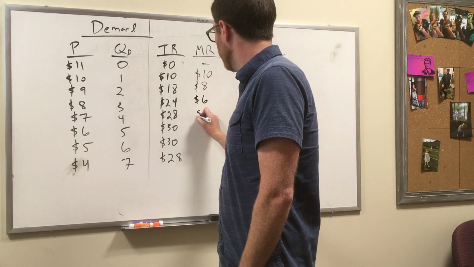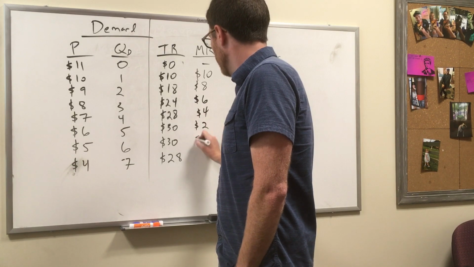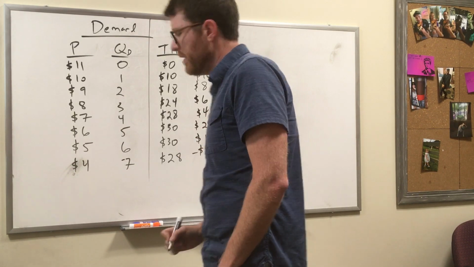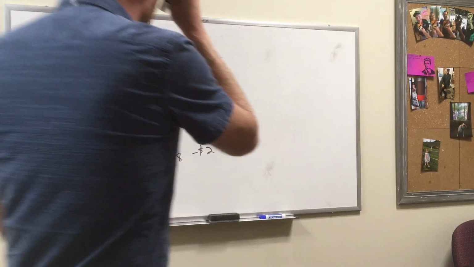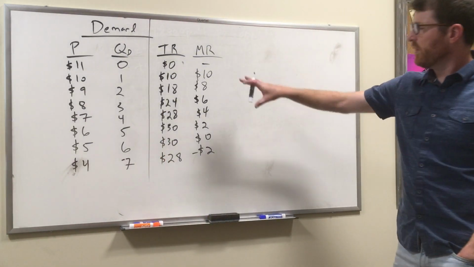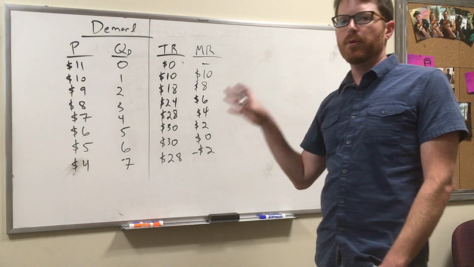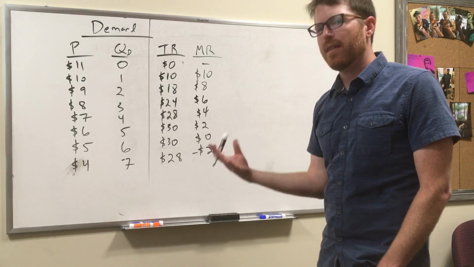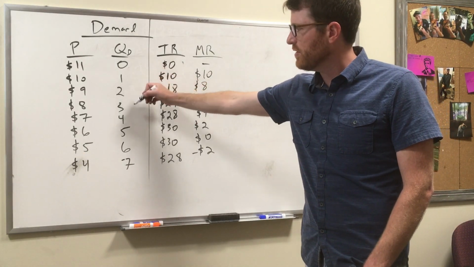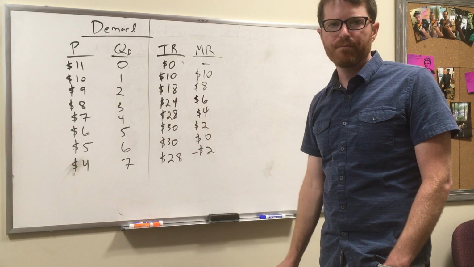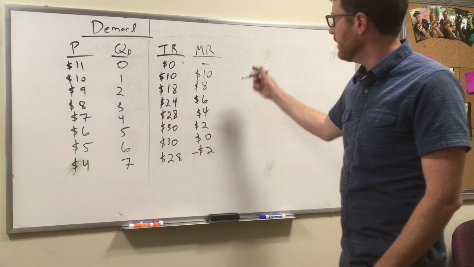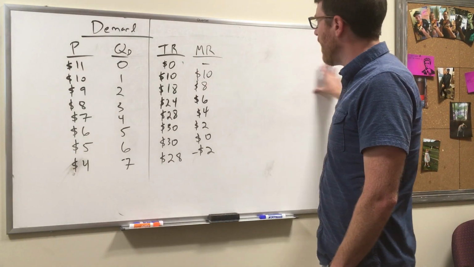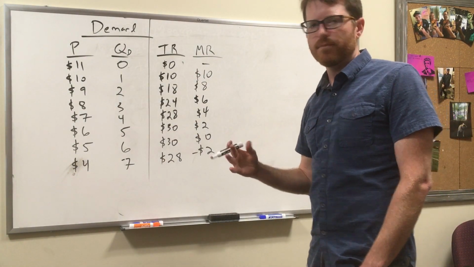So continuing on, this is 6, 4, 2, 0, and negative 2. And recall, this is the percentage change in total revenue divided by the percentage change in quantity. What makes it mathematically pretty easy here is the quantity is just changing by 1 every single time. Okay? So we're going to get real accustomed to dealing with this because we're going to use this to graph out demand and marginal revenue.